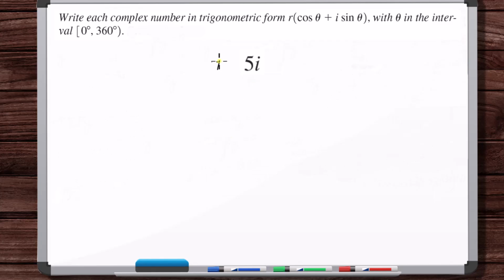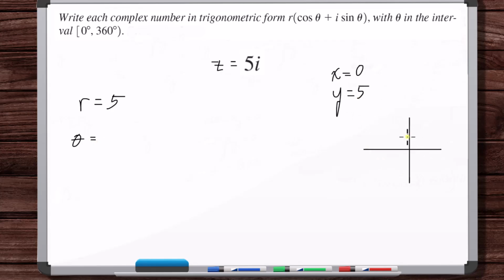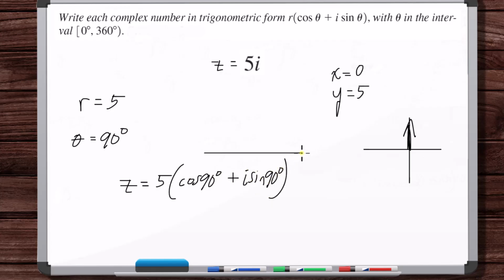Okay, there's the complex number. We see x is equal to 0, y is equal to 5, so r is just going to be 5, and theta is going to be, okay, we're in the complex plane, we're here, so theta is 90. So we've got z is 5 cosine 90 plus i sine 90.